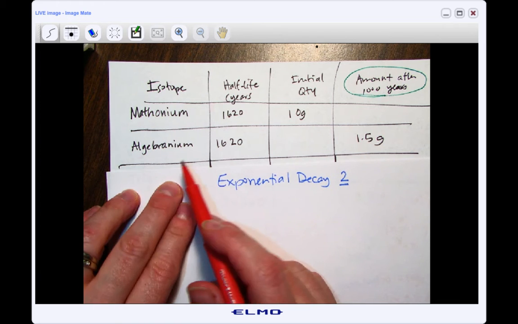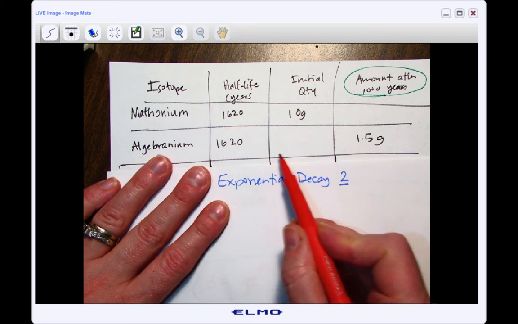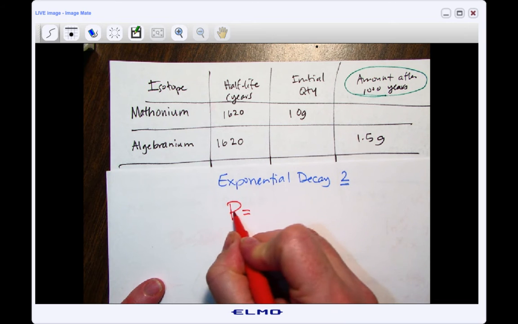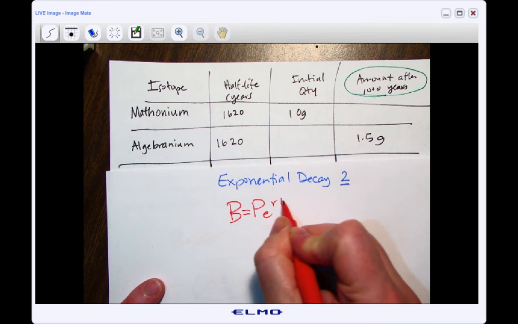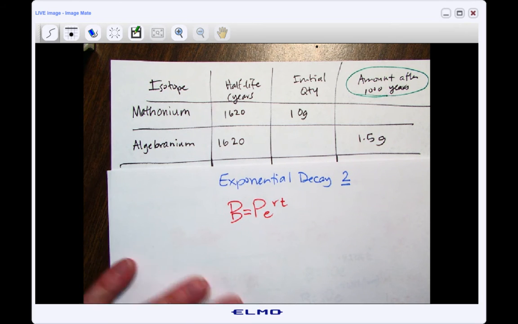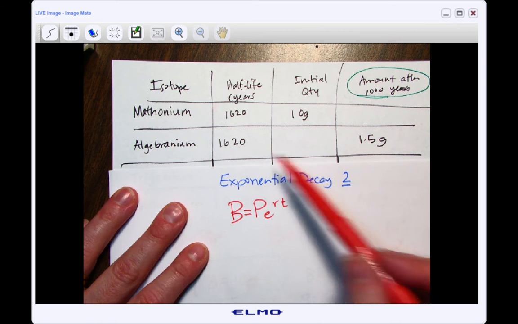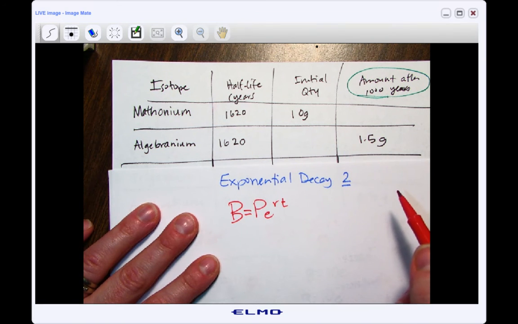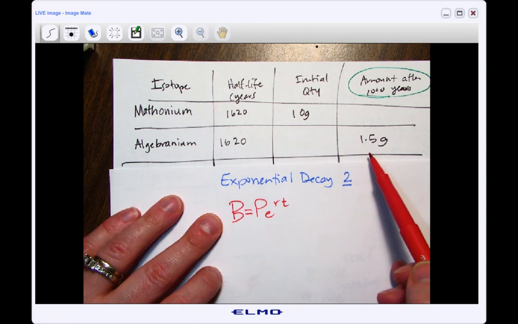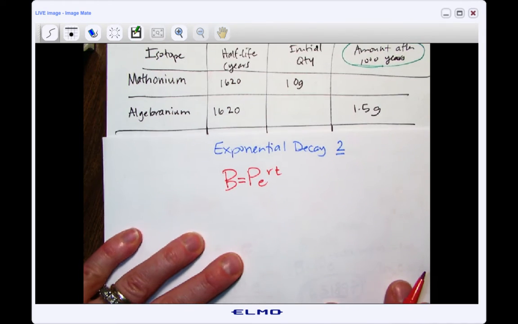So for my algebraium, I have the same half-life. It's 1620, let's say. And I don't know my initial, but I know after so many years. So again, what formula am I going to use? I'm going to use my PERT formula. For this one, we're going to plug in the stuff that we know. What we really need to know is the rate, but we don't know the rate, so we're going to solve for that first. The first thing I'm going to do is plug in the information that's given and see if I can find out enough information to answer this question.